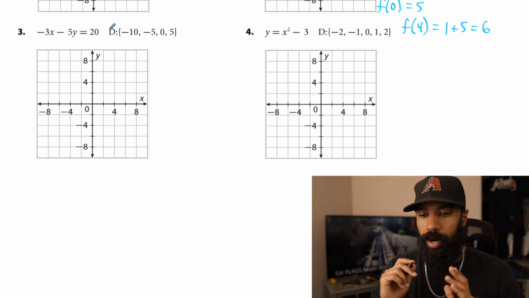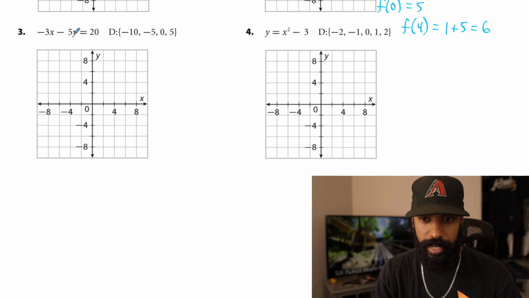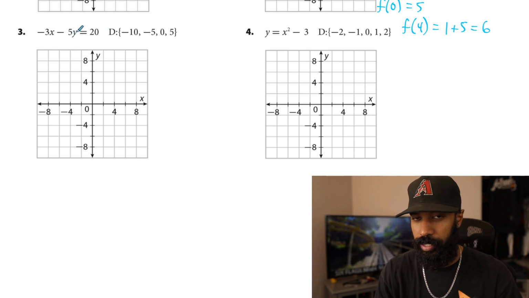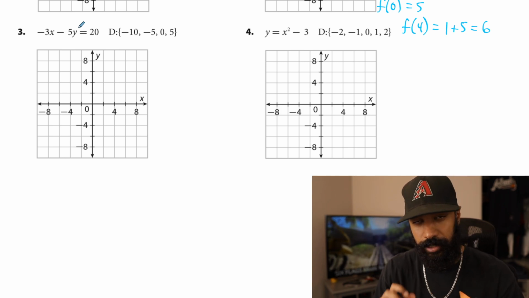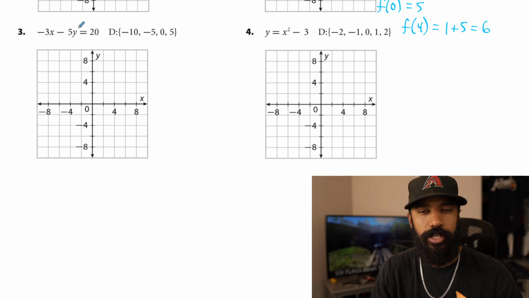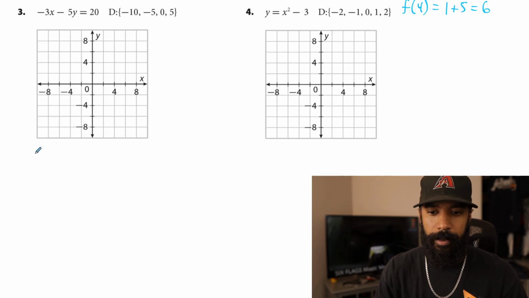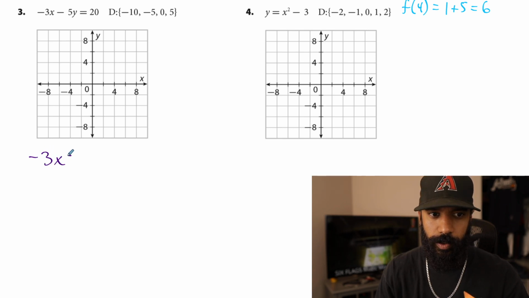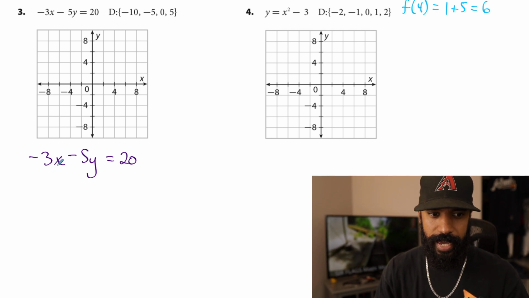What I'm going to do instead to make this a little bit easier on me, and this is a time when I could not say f of x straight up, or I shouldn't. I should only say f of x when I have the dependent variable isolated by itself in the equation. But that's what I'm going to do right now. I'm going to isolate y. I'm going to get y by itself. So I'm going to first rewrite this equation as is. Let's go ahead and add 3x to both sides.